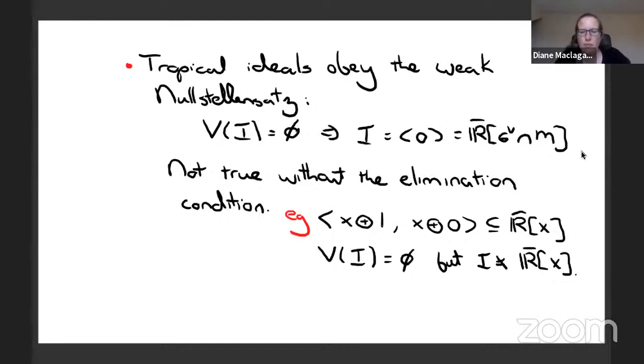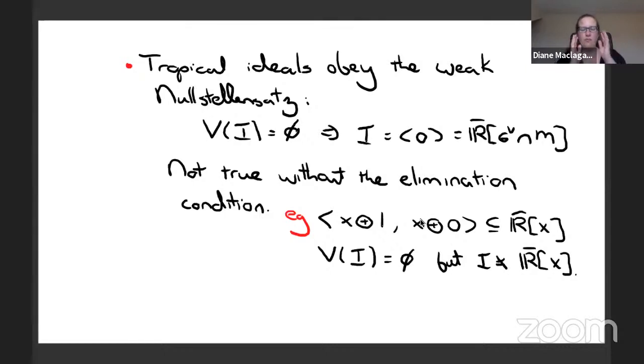An example would be if I take the ideal generated by x plus 1 and x plus 0 in R-bar adjoin x. The variety is empty because if you want the minimum to be achieved at least twice here, x would have to be 1, but it would have to be 0. So the variety is empty, but the ideal is not the whole semiring of tropical polynomials because there's no way to get rid of the x's.